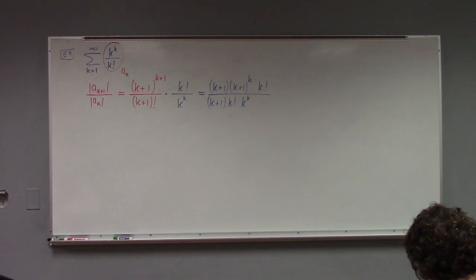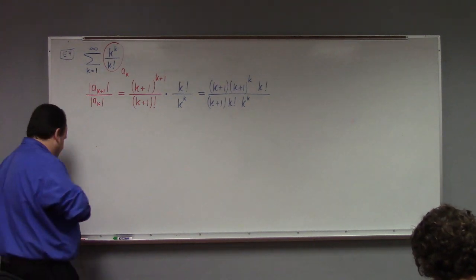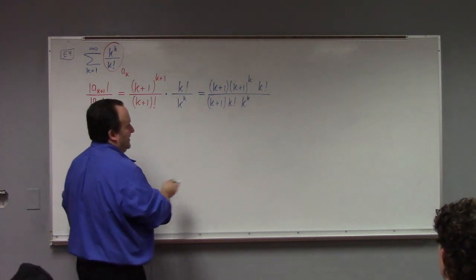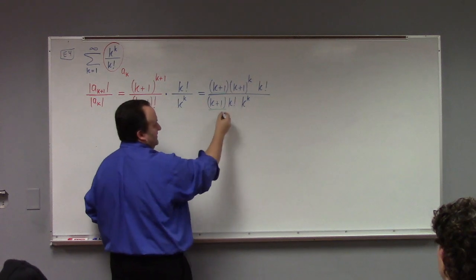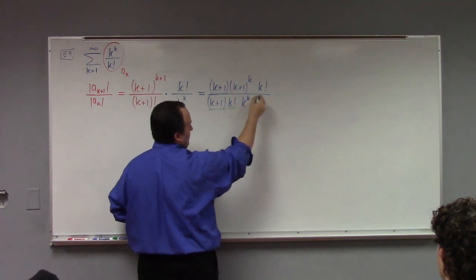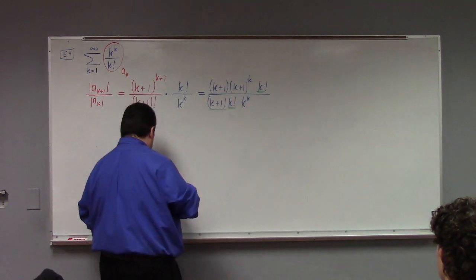Using algebra, the definition of the factorial. Now some things cancel, right? Do you guys see what cancels? There's just a k plus 1 factor here and here. That cancels. That's nice. And this factorial cancels with that factorial. And what's it leave us with?